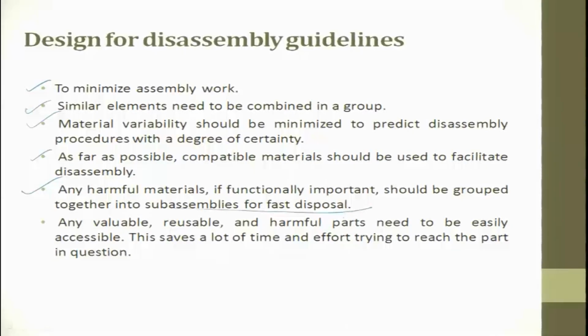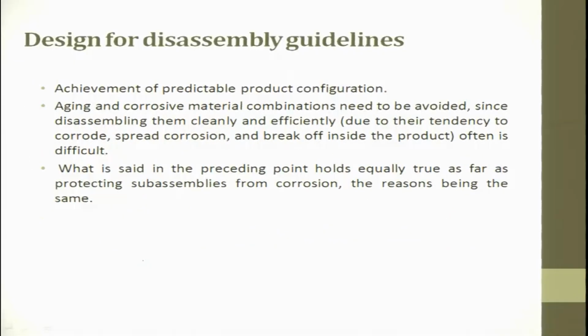Any valuable, reusable, harmful parts need to be easily accessible. This saves a lot of time and effort during reaching the part in question. So, what they say is, if there is some part in which you have used rare earth materials or it is going to be an explosive, those parts should be easily accessible while disassembling. For the achievement of predictable product configuration, aging and corrosion material combinations need to be avoided. What is said in the preceding point holds equally true as far as protecting subassemblies from corrosion.